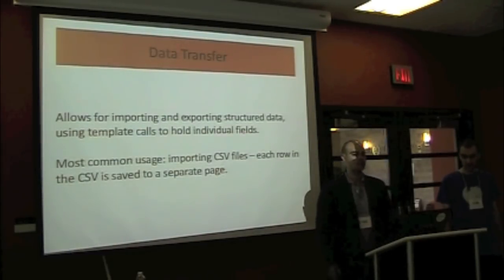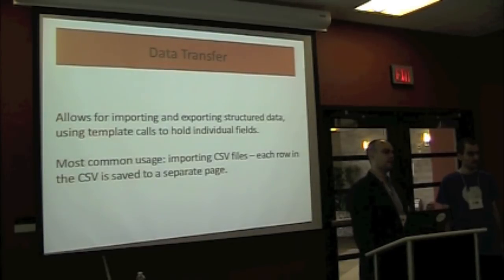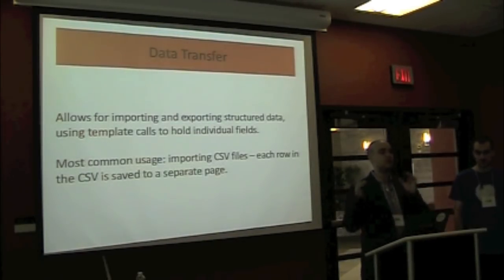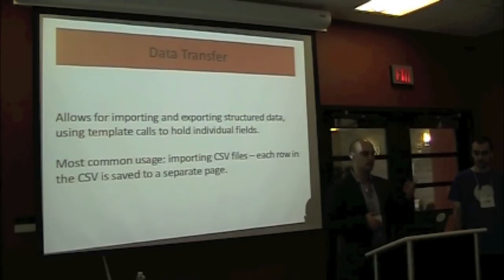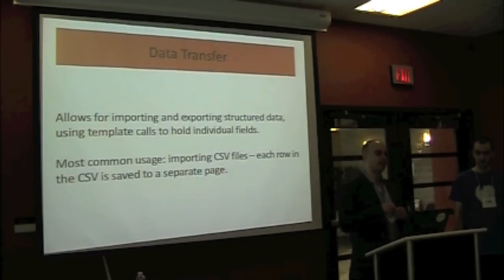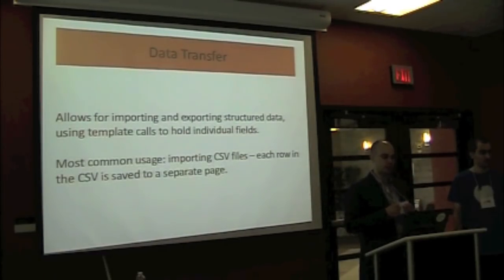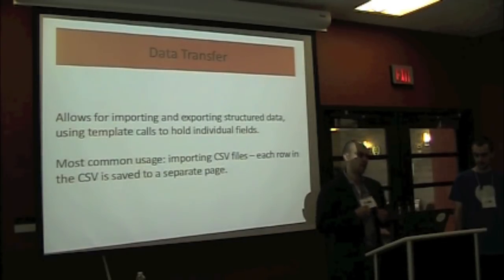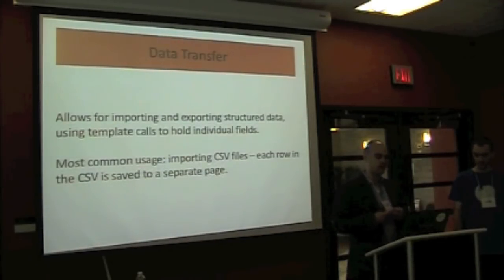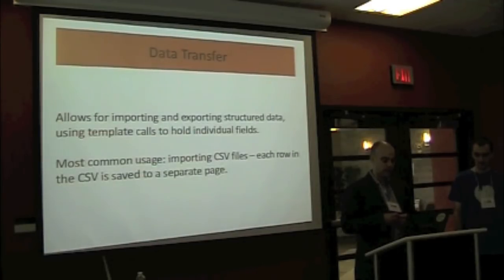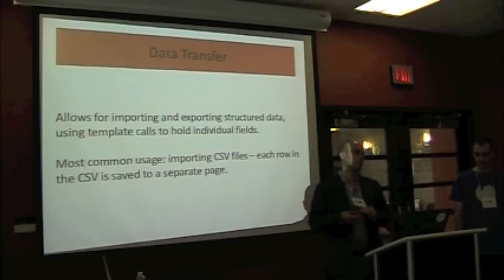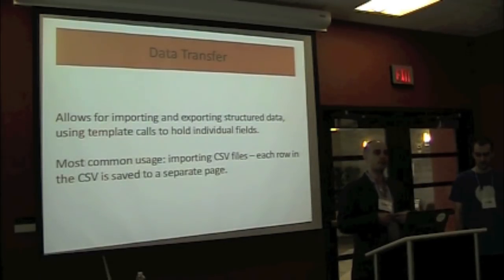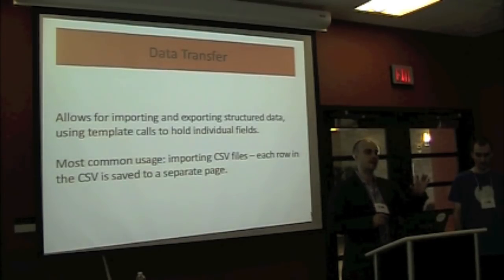Data transfer, this gets back again to the idea of importing data. If you have a set of data and you do want it to live on the wiki, meaning most likely you want people to start editing it collaboratively, then you would use this instead of the External Data extension or instead of a triple store. The most common usage for it is importing CSV files. You have one big CSV file that you've generated somehow from all your data, and it takes each row of that CSV file and makes a separate page out of it.